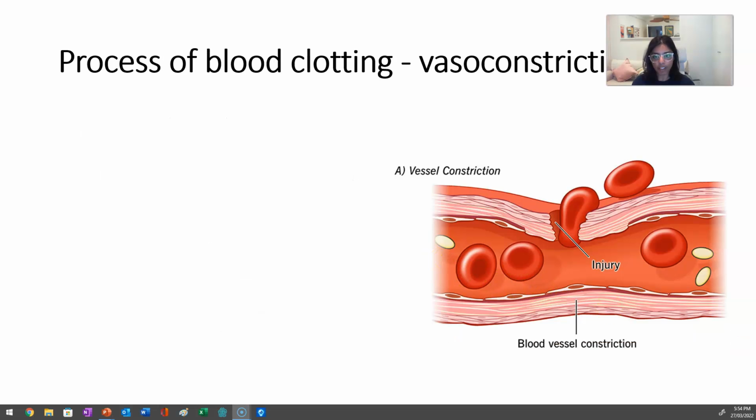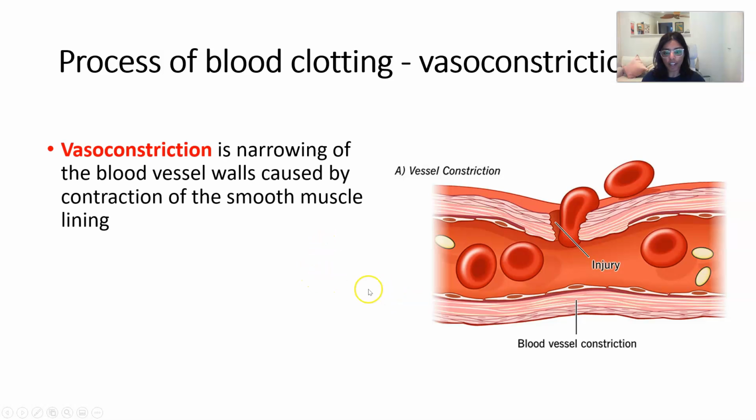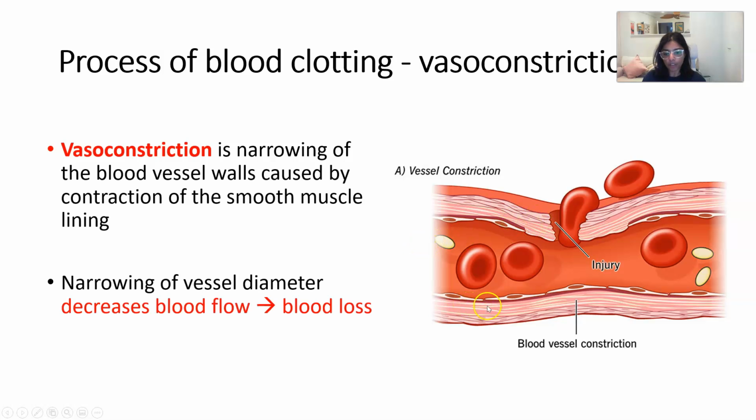So if we start by looking at vasoconstriction itself. Vasoconstriction, as we've just established, is narrowing of a blood vessel, and it's the smooth muscle wall that allows this vasoconstriction to occur. The point of this, as we've discussed already, is to decrease blood flow and hence decrease blood loss from that injury site. So if we are reducing the volume passing by this injury site, we're reducing the volume of blood that can escape.